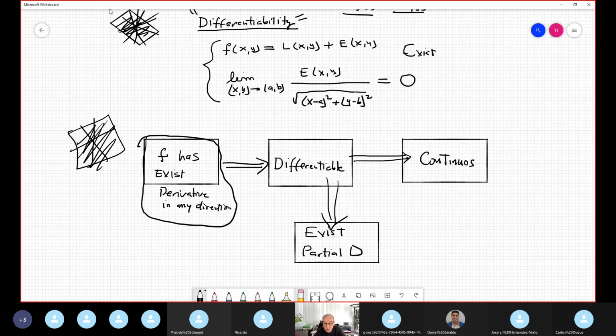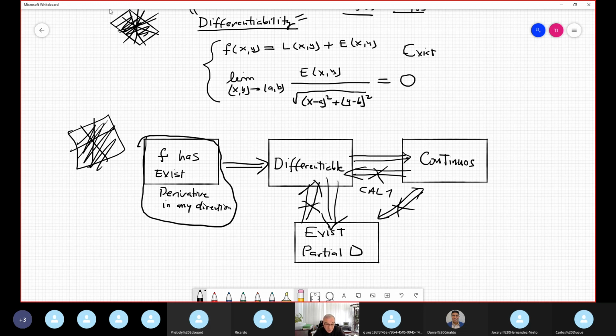For example, if the function is continuous, it's not necessarily differentiable. This is Cal 1. If the partial derivative exists, the function is not necessarily differentiable. There are many counterexamples to illustrate this idea. In this direction, it's obvious that no, in both directions. Not necessarily continuous. There is no relationship between continuous and partial derivative.